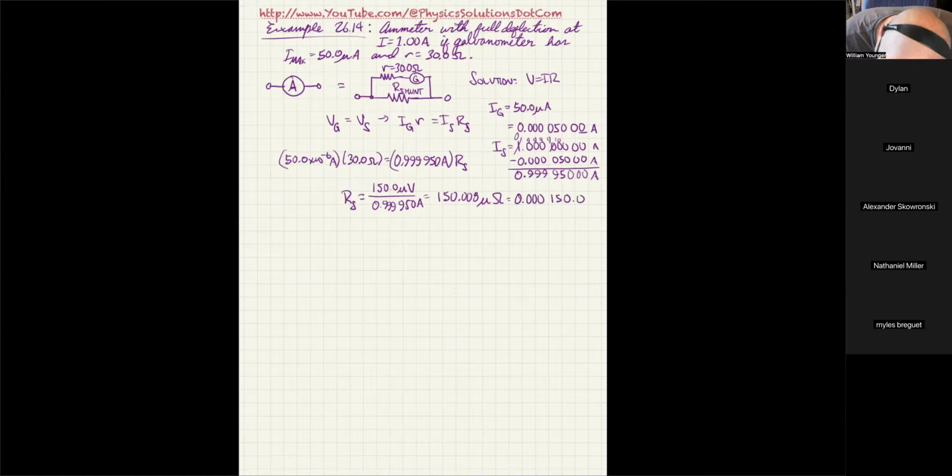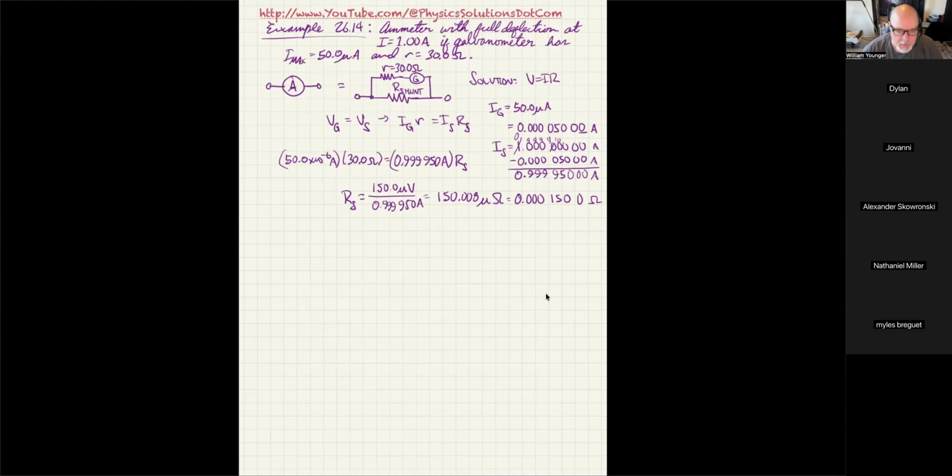0.0000150.0, or actually not point, just leaving a space. Notice how I write my numbers in pods of three. Please always do that if you're turning anything in with multiple zeros. That works out to 0.000150 ohms. That's the actual shunt resistance that we need.